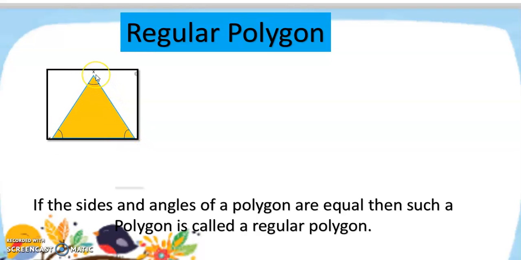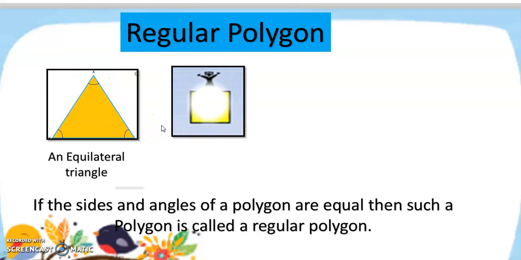So, here you can see, this is triangle X, Y, Z. Here all the 3 sides are equal. And because all the three sides are equal, it is a regular polygon and its name is an equilateral triangle. It's a equilateral triangle where sides are equal as well as angles are equal.